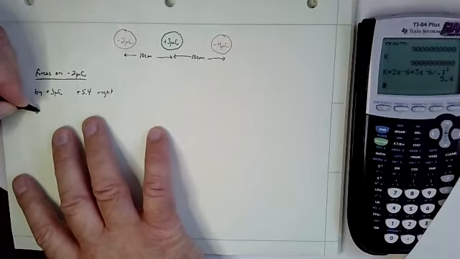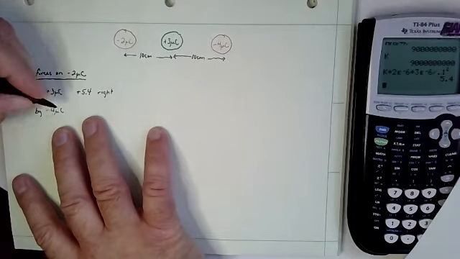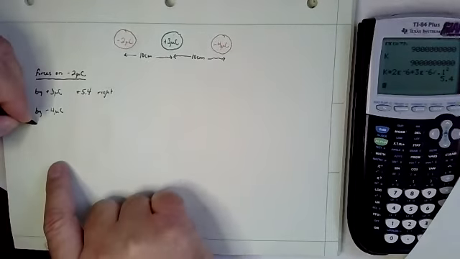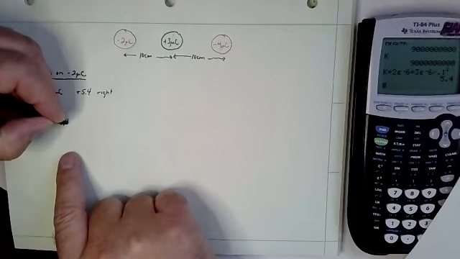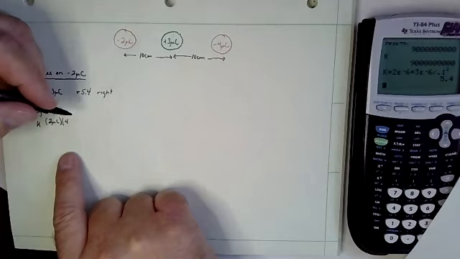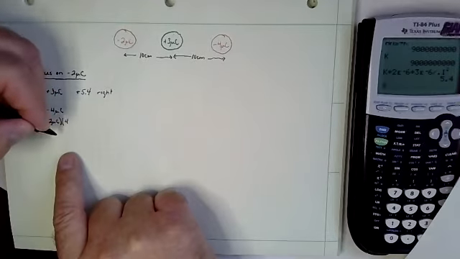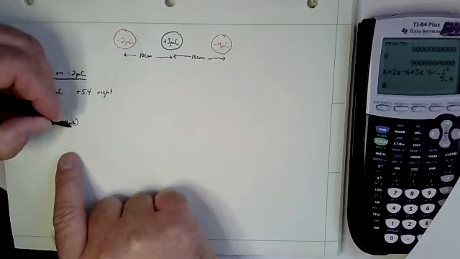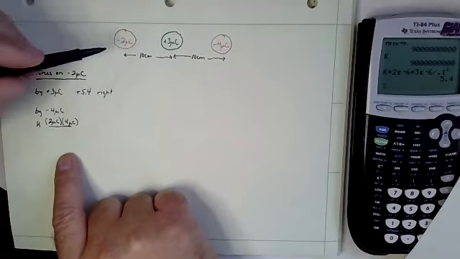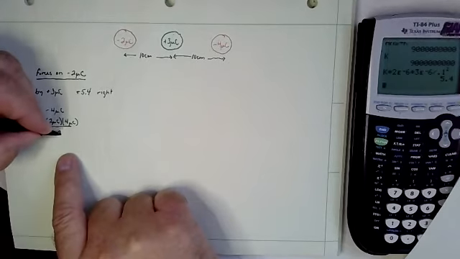Now the force by the -4 microcoulomb charge is going to look like this. So we're going to have K times 2 microcoulombs times 4 microcoulombs. So that's bigger than the 3. So maybe it wins. Microcoulombs. And now the distance is double though. So this is going to be 0.2 squared.